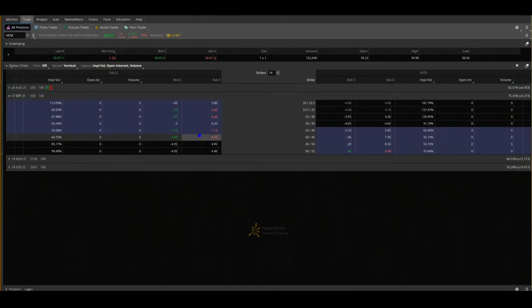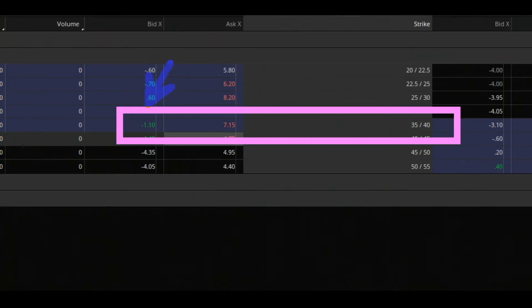Now to the option chain, when we look at the money, we see that it's negative $1.10 for the bid, and the ask is $7.15. So a little better than DRNA. This is only an $8 spread, but way worse than Apple. Apple was 15 cents, and these are $8, $9 spreads.